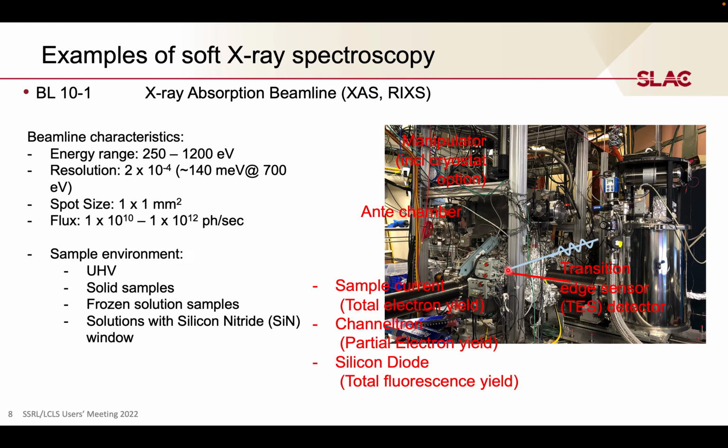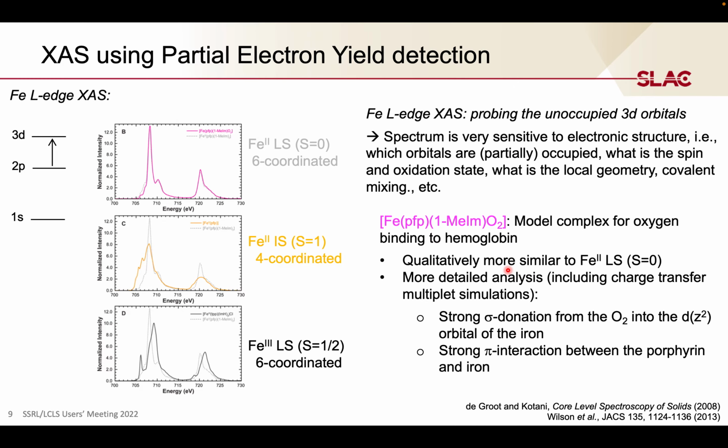I mentioned already the carbon K edge. Here I want to focus on an iron L edge. In an iron L edge we excite from a 2p into an unoccupied 3d orbital, which means we probe the unoccupied valence orbitals. So the spectrum is very sensitive to the electronic structure, like which orbitals are occupied or partially occupied, what the spin and the oxidation state are, what the local geometry is, covalent mixing, etc.